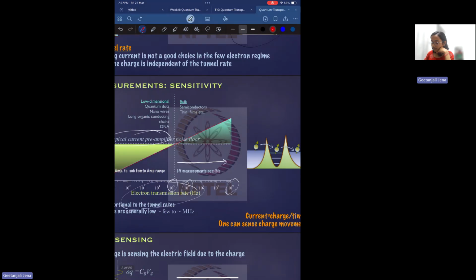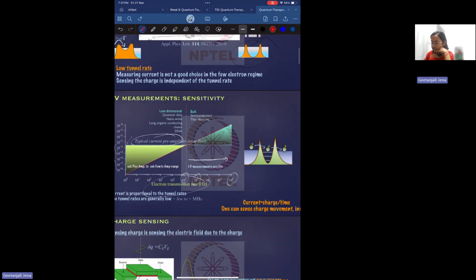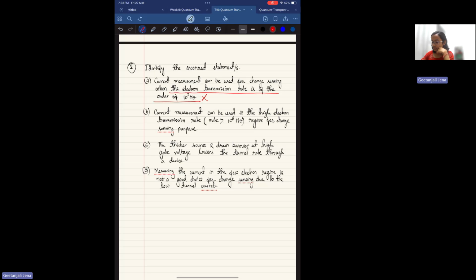So if you look at this figure, IV characteristics, you can see that for 10 to the power 3 hertz, or kilohertz, the current is below the noise floor. So that means we can't measure the current, because it is below the threshold limit of the device. So for this reason, it's not possible to see the current measurement. So option A is the incorrect statement. Let us see option B.